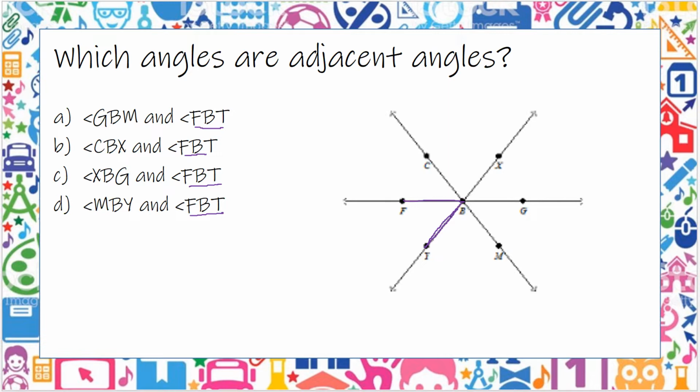So I'm going to look up here at GBM. If I look at GBM, that is this angle here. Notice they do not share a side. So GBM cannot be my answer. So that makes A not the answer. So I'm going to look at CBX. CBX also does not share a side with FBT. So that can't be my answer.